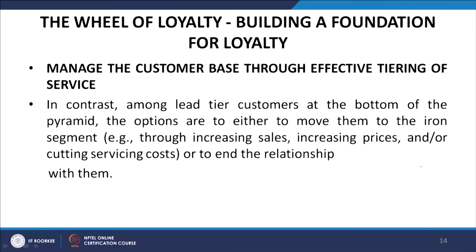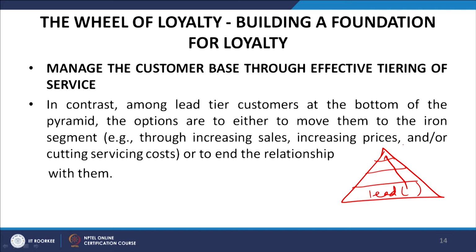So in contrast, for many lead tier customers at the bottom of the pyramid, the options are either to move them to the iron segment through increasing sales, increasing prices and or cutting service cost, or to end the relationship with them. So now keep in mind that when we are talking of this pyramid, obviously this triangle or pyramid will have a huge base and a smaller, narrower top. So these lead customers may be unprofitable, but the key is to identify some of these customers who can then move up this ladder.